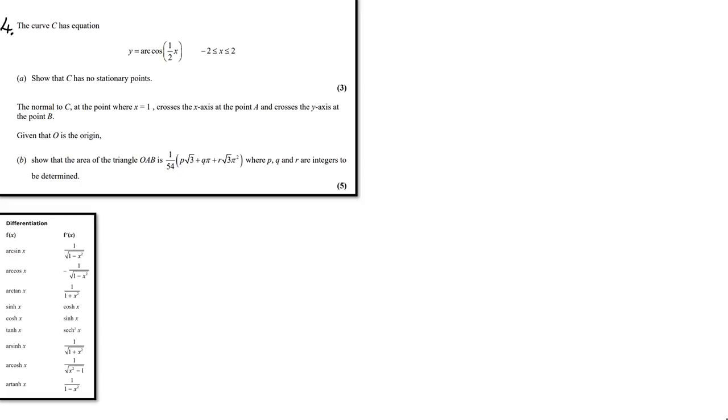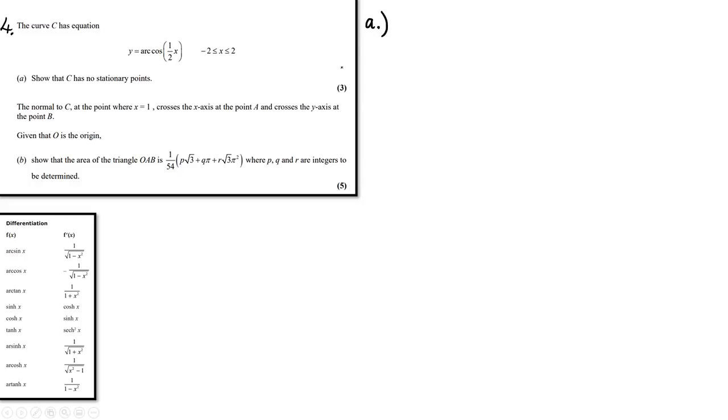Moving on to question 4 here, we have a question taking a look at differentiating inverse trig functions. What we've been given here is the curve C, which has the following equation. So y is equal to arc cos of a half x. And in part A, we're just asked to show that C has no stationary points.